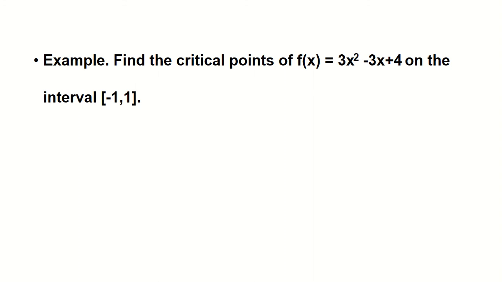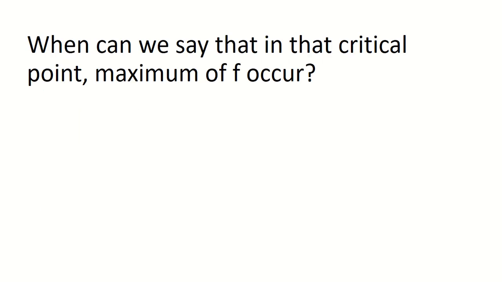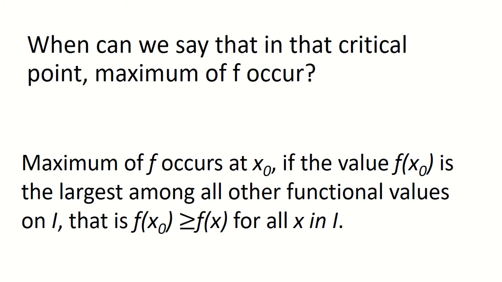Example 2, find the critical points of f of x. Ito. So critical point, negative 1, 1.5. When can we say that in that critical point there is a maximum? So maximum of f occurs at x sub o, or the critical point na sinabi, if the value of f of x sub o is the largest among all of the other functional values on I. So kukunin natin na ito yung pinakamalaki. So automatic yan. Ang second way to identify if that is a maximum is to find the second derivative. If the second derivative is negative, then that means it opens downward.